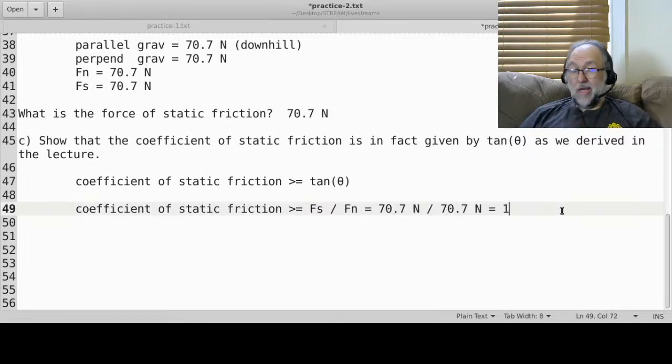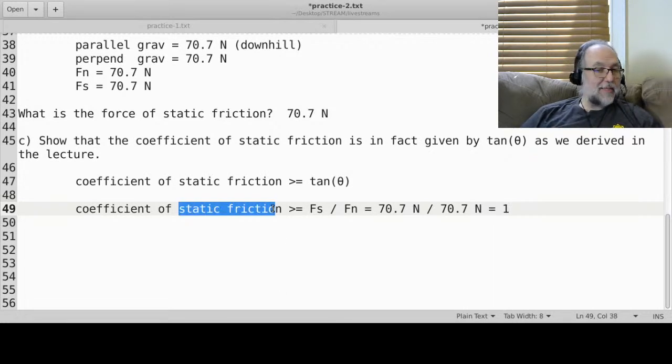It could be 2, it could be 3, it could be 70, it could be a million, whatever. As long as it's bigger than 1, the block is not going to slip. If it's less than 1, then it will slip. That's all this is saying. So it doesn't actually uniquely specify what the coefficient of static friction is. It just says what range it has to be in. It has to be bigger than 1.